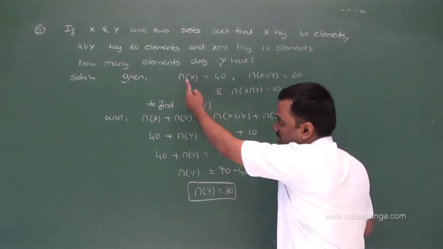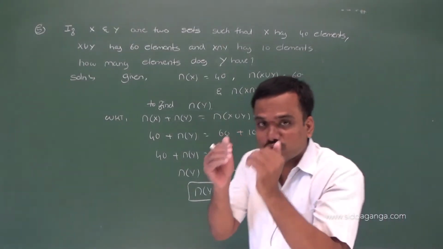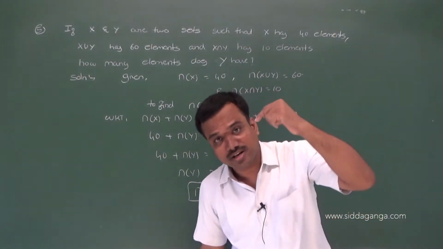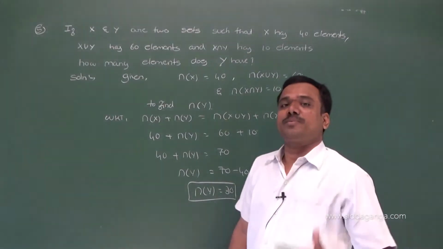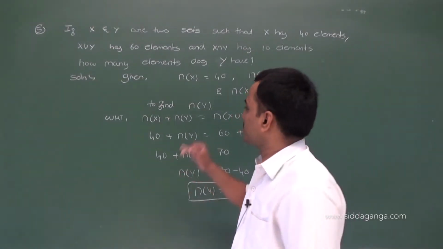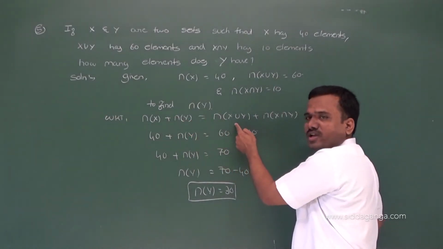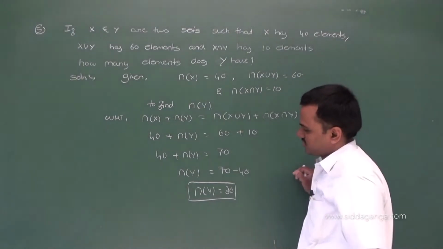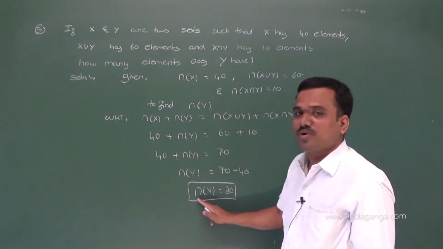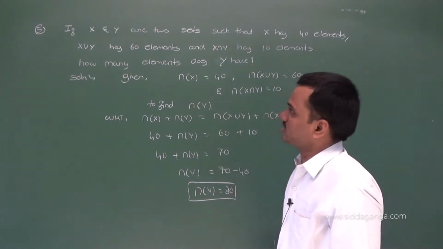What has he given? He has given n of X, meaning the total number of elements present in X, the total number of elements present in X union Y, and the total number of elements present in X intersection Y. What he asked is the number of elements present in Y. So we use n of X plus n of Y is equal to n of X union Y plus n of X intersection Y. The number of elements in Y is 30. Correct? Next problem.